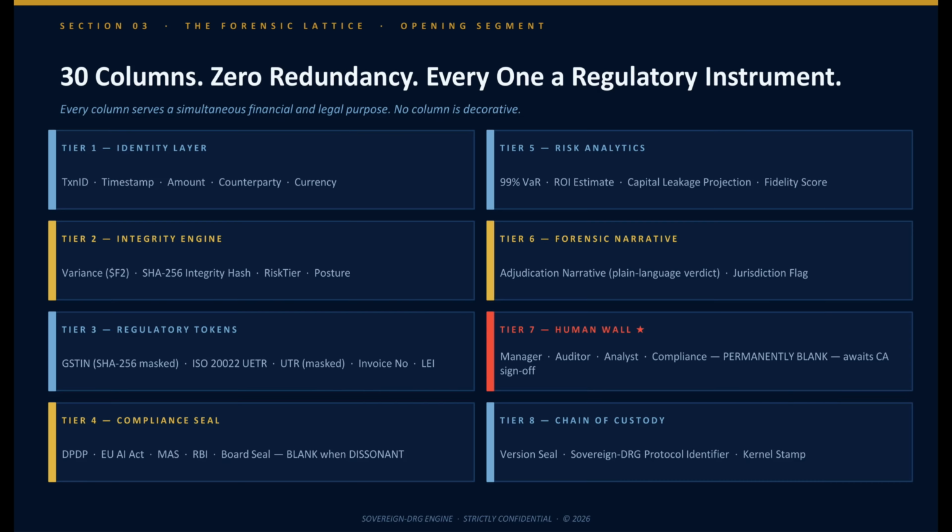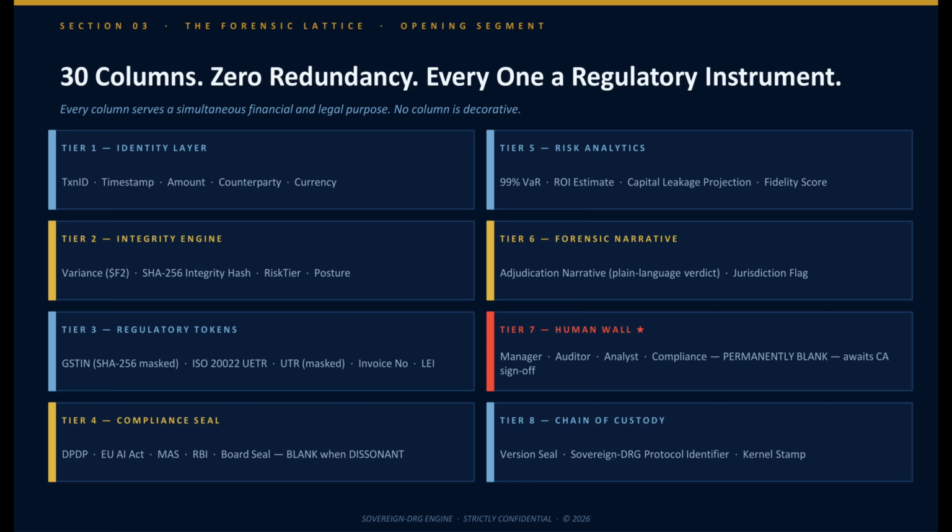30 columns. Zero redundancy. Tier 1, identity: TXN ID, timestamp, amount, counterparty, currency. Absolute traceability of every single currency is hard-coded into the lattice. Tier 2, integrity: variance, SHA-256 hash, risk tier, posture. Tier 3, regulatory tokens: mask GSTIN, UETR, mask UTR, invoice, LEI.